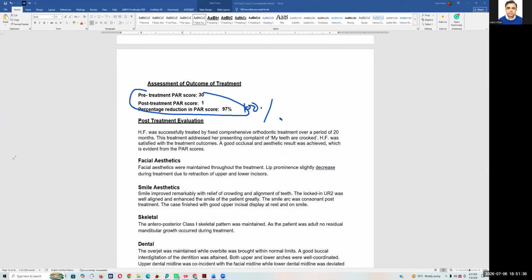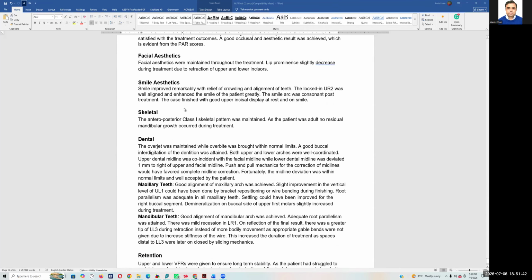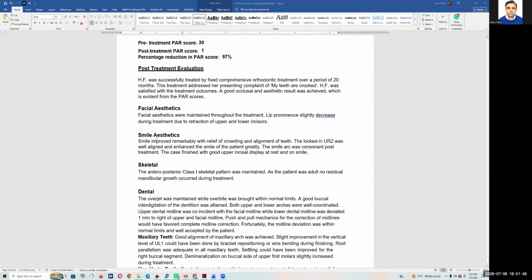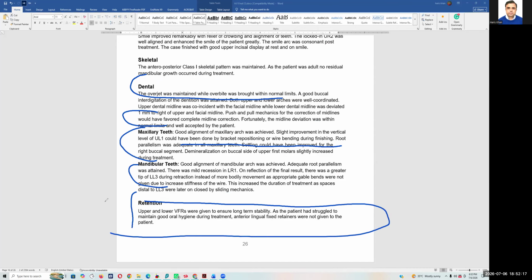And the last page is more or less critical appraisal, right? It's more or less like a template. You only have to write a few different points, like, everyone writes that smile improved markedly with relief of crowding, alignment of teeth, right? So they change it according to their own case. So this is more like classical, smile aesthetic classical. Slightly vary according to the case, but it's the same line. People just manipulate them. Here people write some things which happen in that case, maxillary teeth and the mandibular teeth, the critical appraisal. Retention is again more like classical, right? You just put your retainer and write the classical lines.